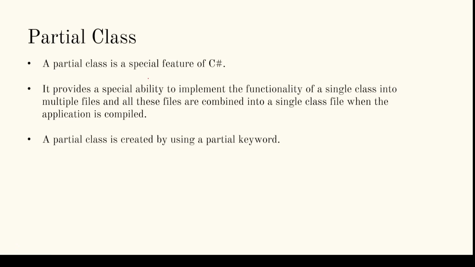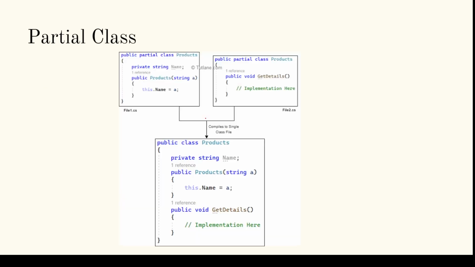A partial class is a special feature of C#. It provides a special ability to implement the functionality of a single class into multiple files. As we have seen, we have created two physical files for a single customer class, and all these files are combined into a single class file when the application is compiled. A partial class is created by using partial keyword that we have already seen.